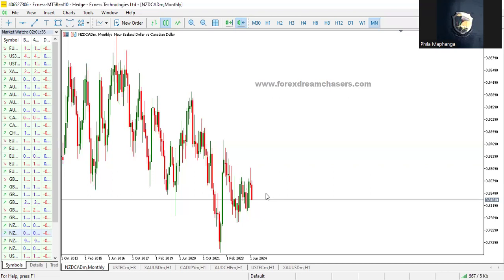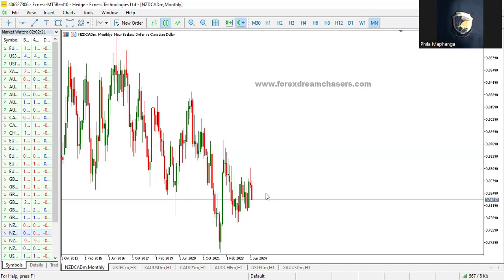Now we'll do New Zealand dollar versus the Canadian dollar. All I will do for you here, I'll just give you an analysis and then you continue with whatever you want. Now, I'm on a monthly time frame. I always say whatever you do, start from monthly time frame and get the direction of the market. Now that we can see that the market is heading down, therefore, what is it we have to do?